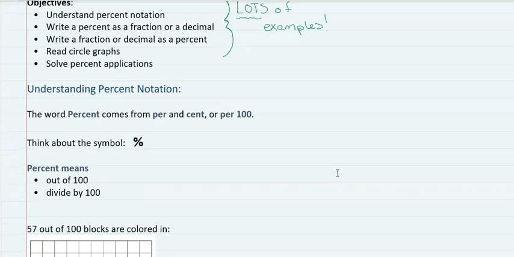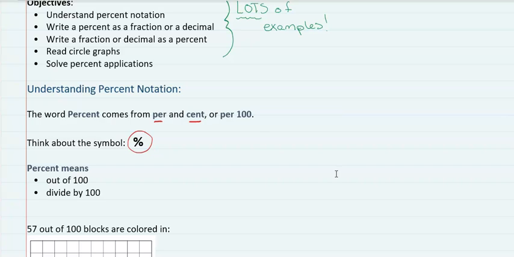So the word percent comes from the two words per and cent. So for every cent, or for every per 100. Cent, remember, is like a cent in a dollar. There's 100 cents in a dollar, so that's what the word means. So think about the symbol. This symbol basically is a fraction symbol. We're talking about per 100, and that's what the two zeros kind of stand for in a strange way.